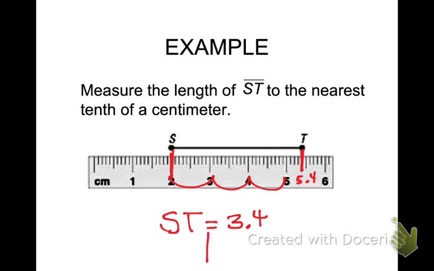Mathematically, I could take the absolute value of the difference, so 5.4 minus 2, which is 3.4. Or if I did 2 minus 5.4, I would get negative 3.4. And the absolute value of that is 3.4. Okay, so length. So given a ruler, we can find the lengths.